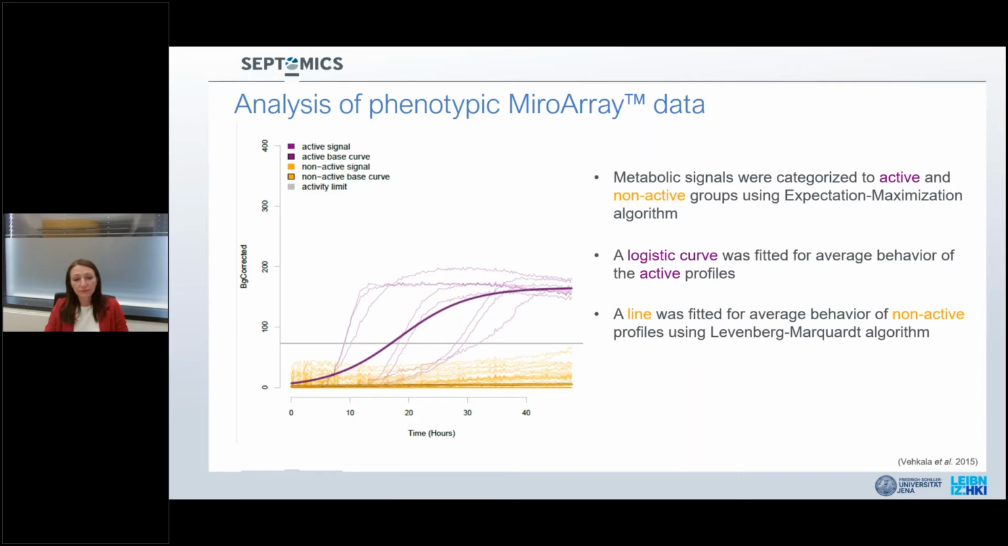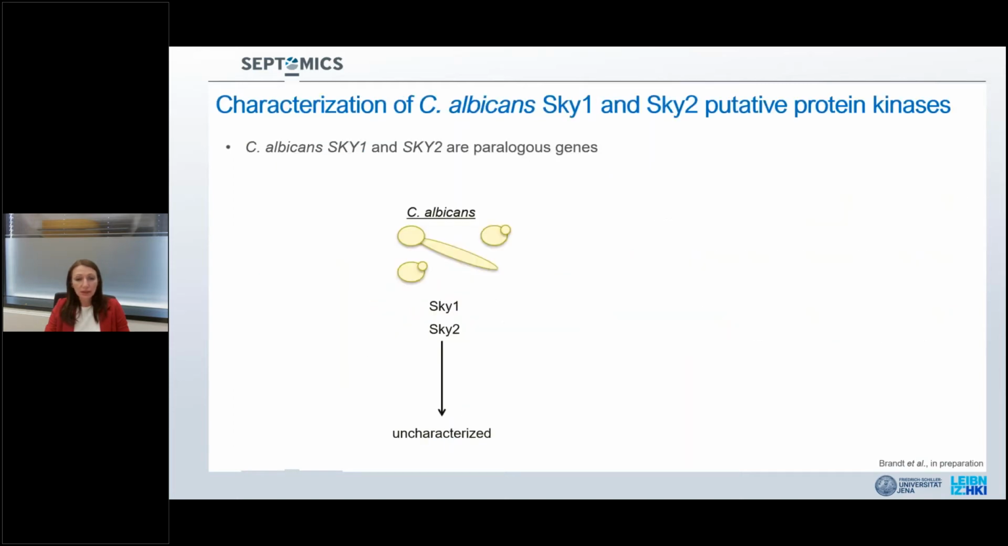So, for example, we have one plate where we see active growth for the given metabolite and non-active growth for the other. Subsequent statistical analysis was used to further identify the significant growth differences per substrate between two or more strains. With that, we were able to assign characteristics to multiple protein kinase mutant strains that were analyzed. As I said already, I will focus today on one example.